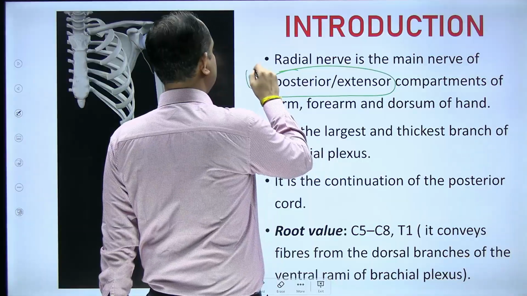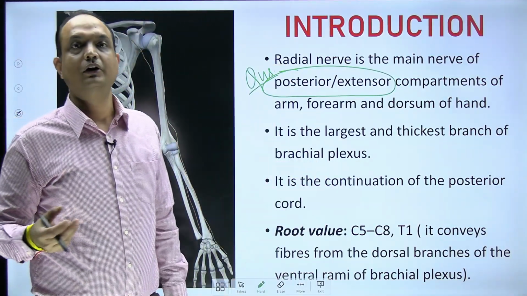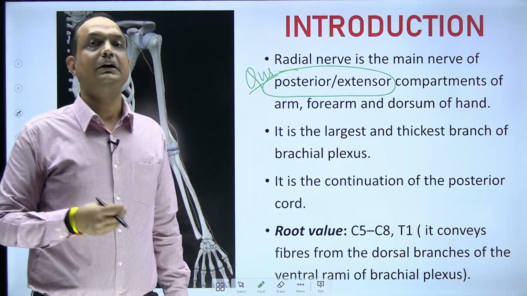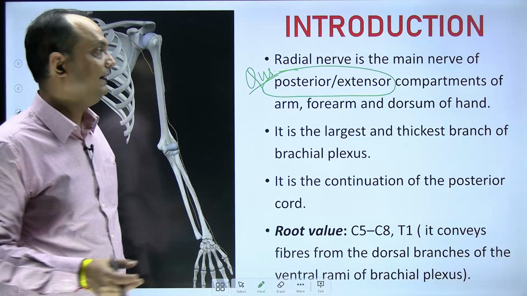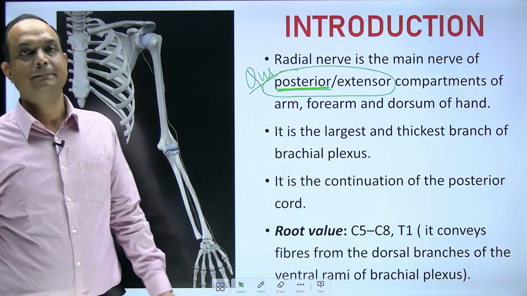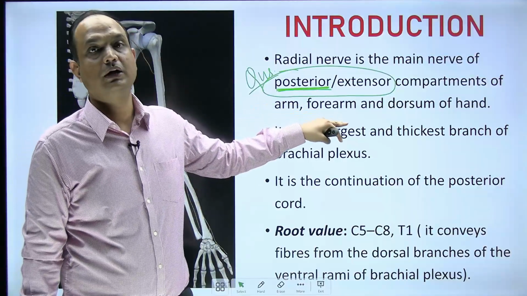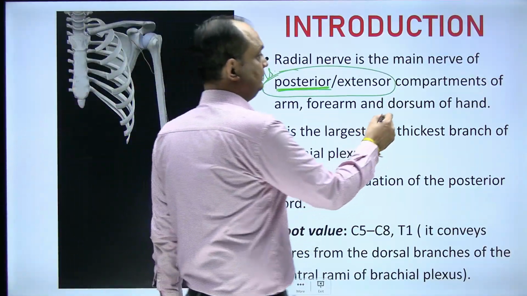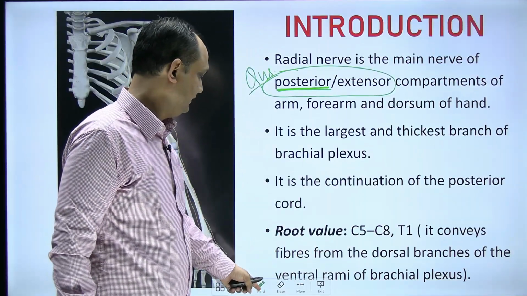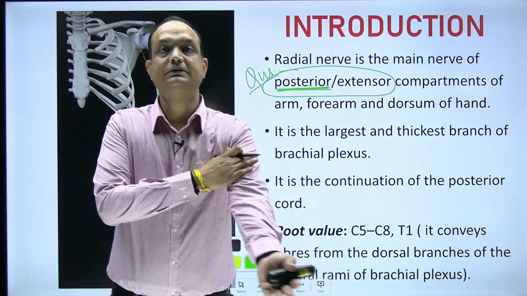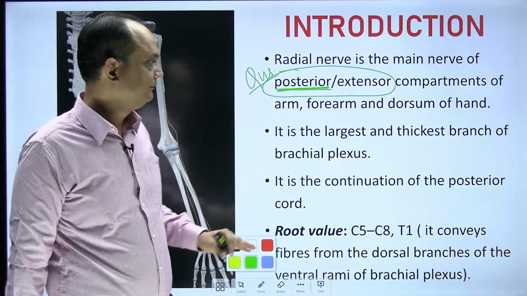Now my dear students, whenever we are talking about the radial nerve supply, or if you have any question related to radial nerve palsy, you always keep in mind that you have to find the posterior compartment or extensor compartment of your arm, forearm, or the dorsum of the hand. If you have any question related to the ventral surface supply or the flexor compartment, you never think about the radial nerve.